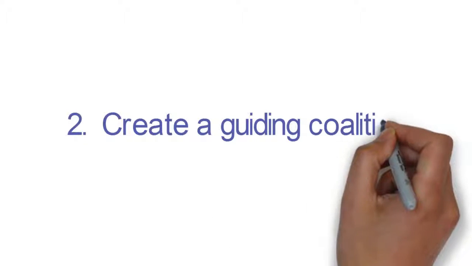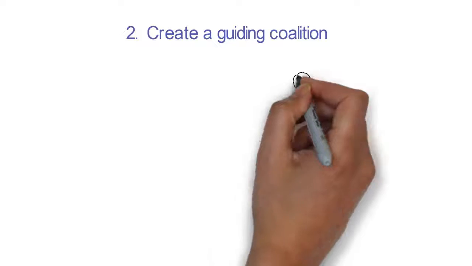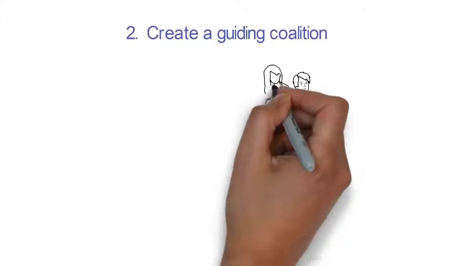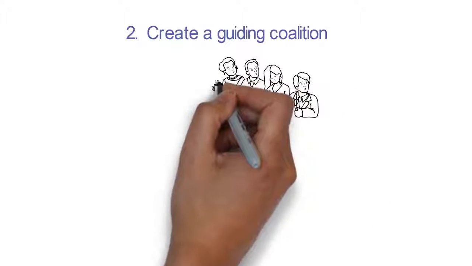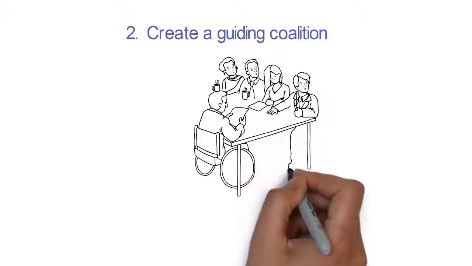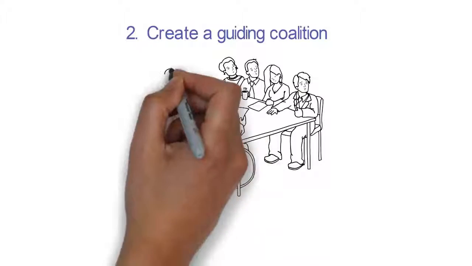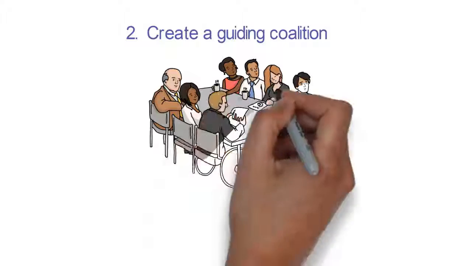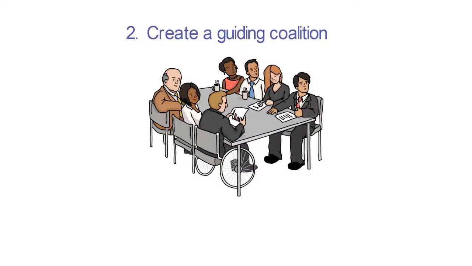Secondly, create a guiding coalition. You need a guiding coalition to sponsor and drive the change. This means a consensus between major leaders in the organisation. Many change initiatives fail because they lack support from decision makers or because some leaders don't really agree and only give superficial commitment.